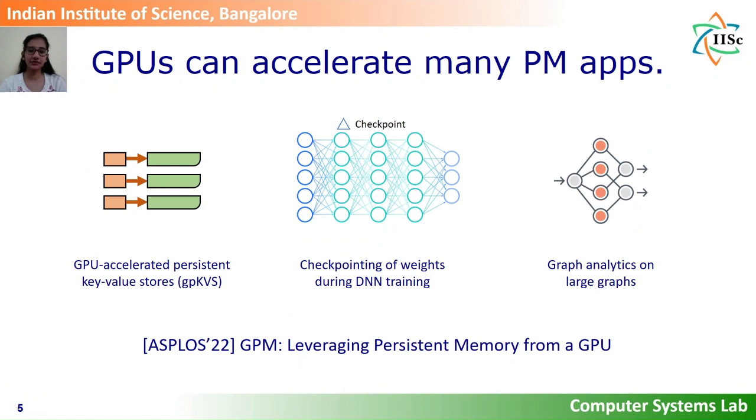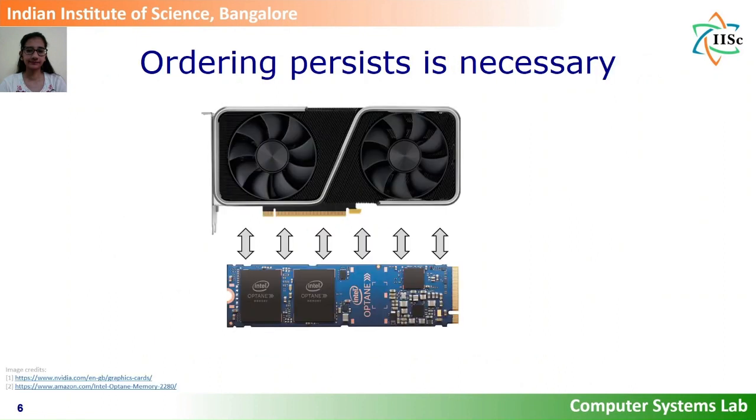In our previous work GPM, published in ASPLOS'22, we demonstrated how GPU kernels can directly access PM without requiring any hardware modification. This enables many GPU-accelerated applications to benefit from the persistence provided by PMs, including GPU-accelerated persistent key-value stores and faster checkpointing of long-running DNN kernels.